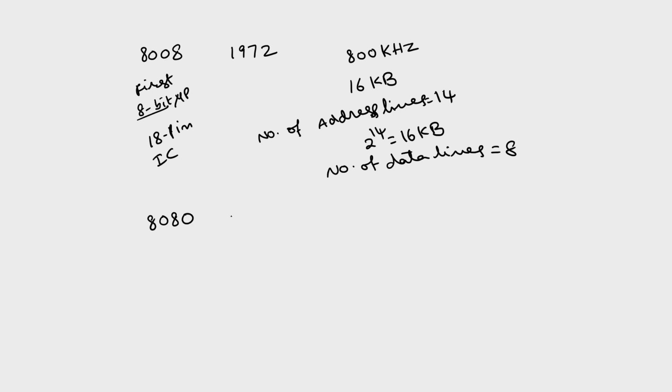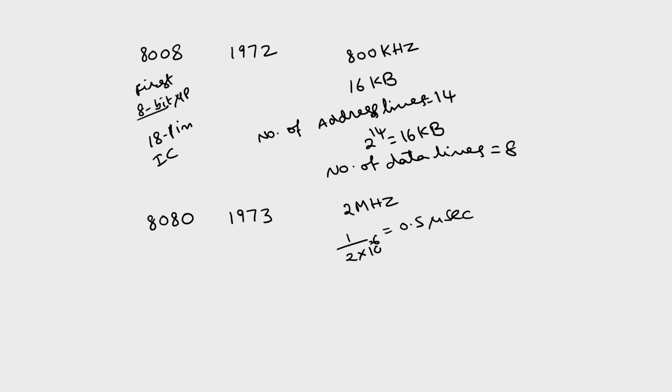This was developed in 1973. This is also another 8-bit microprocessor. The difference between 8008 and 8080 is the clock frequency: here it is 800 kilohertz, whereas here the clock frequency is 2 megahertz. Means the speed of the 8080 is more when compared with 8008, because here one clock cycle will take 1 by 2 megahertz, which is equal to 0.5 microseconds, whereas here one clock cycle will take 1 by 800 kilohertz, which is more than 0.5 microseconds.